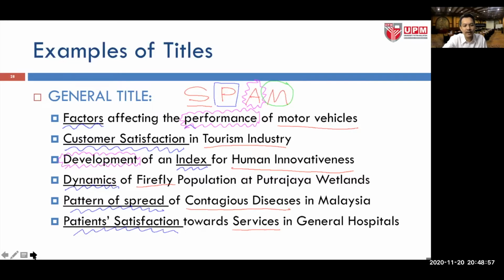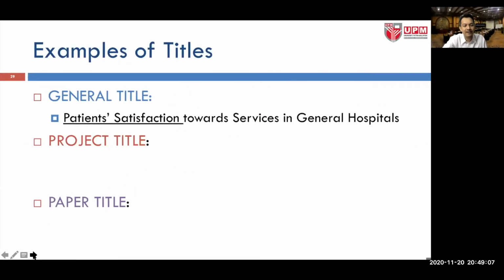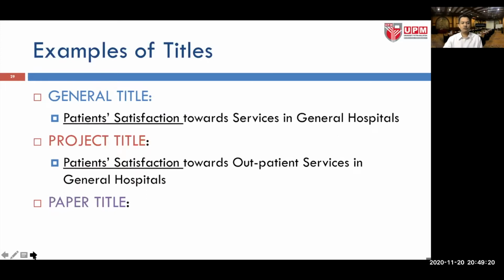Let us pick one of the general titles here, and we try to construct the specific title as well as the paper title. Let us choose the patient satisfaction towards services in general hospital. How to write the project title? If you want to write a project title, you may end up with something like this: patient satisfaction towards outpatient services. So you want to see the patient satisfaction, right? This is the problem.